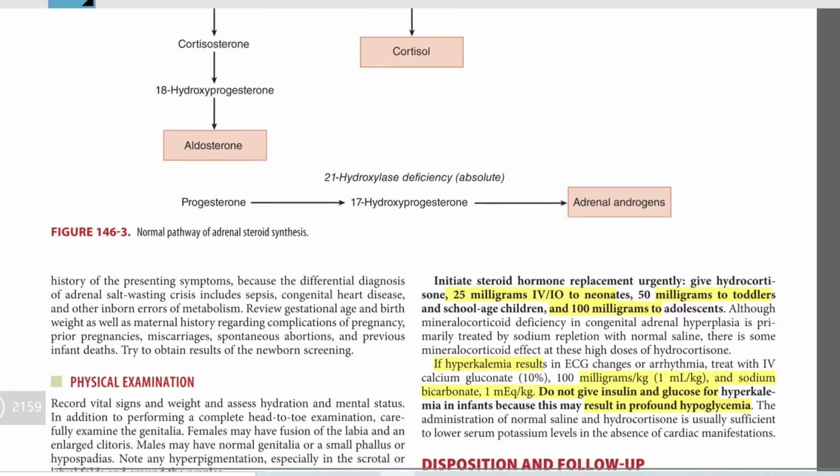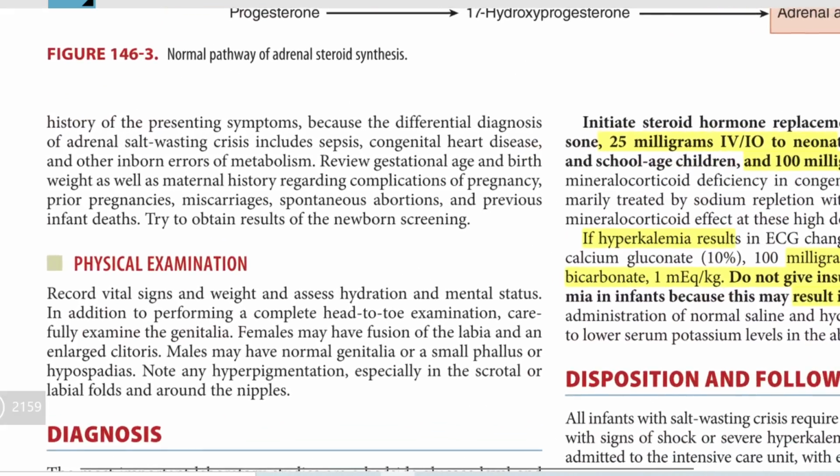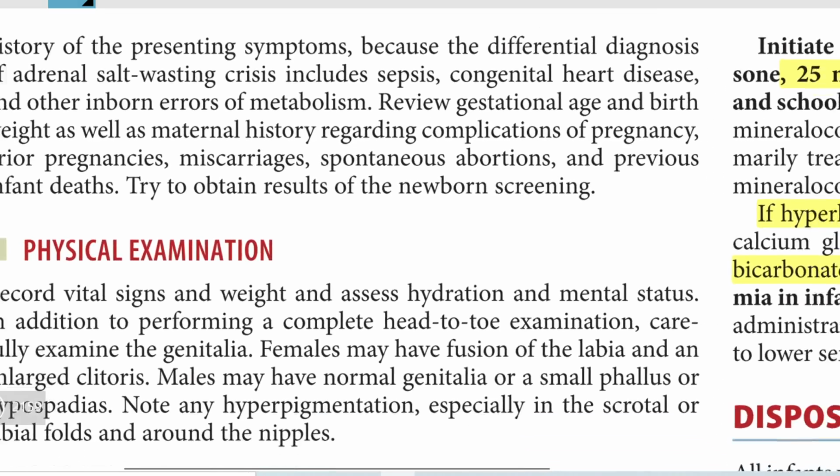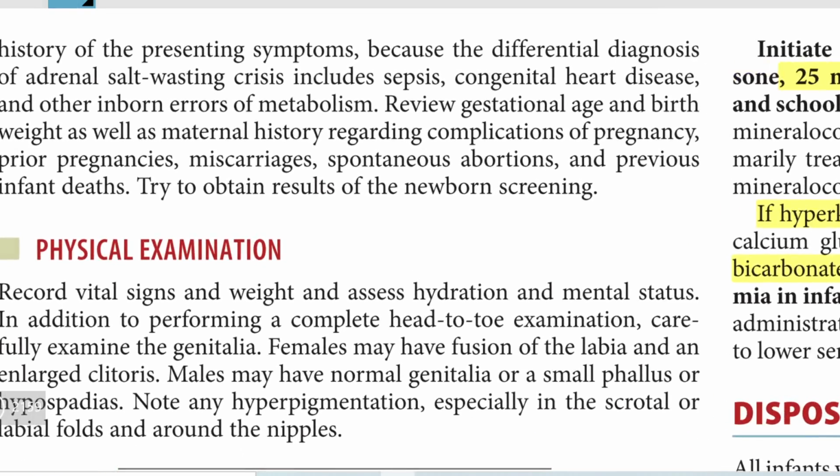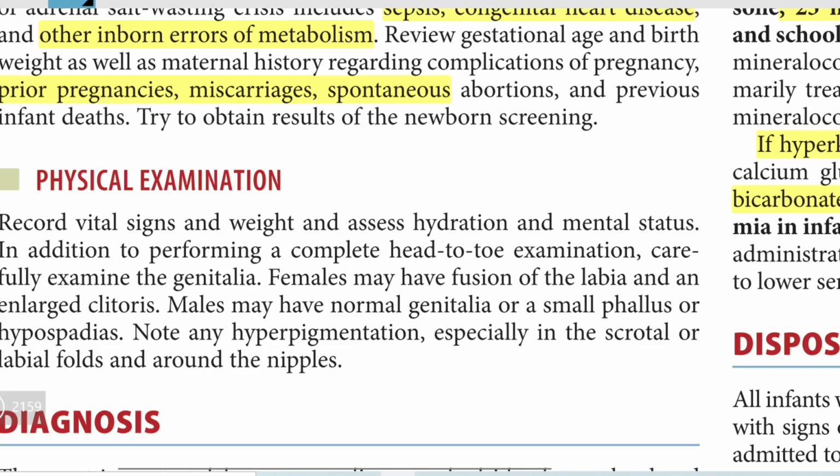So we have to obtain a complete history of the presenting symptoms, because the differential diagnosis of salt wasting crisis includes sepsis, congenital heart disease, and other inborn errors of metabolism. We also have to review the gestational age and birth weight, and the maternal history regarding complications of pregnancy, prior pregnancies, miscarriages, spontaneous abortions, and previous infant deaths. We have to obtain results of the newborn screening.